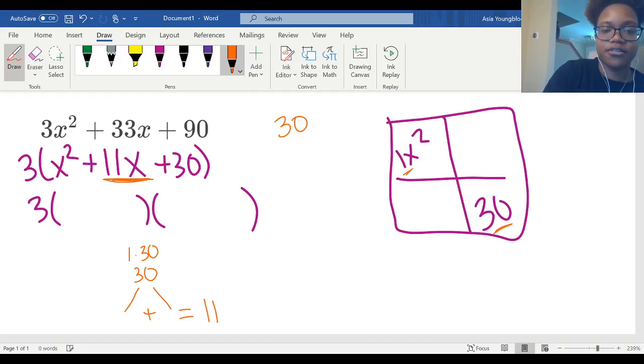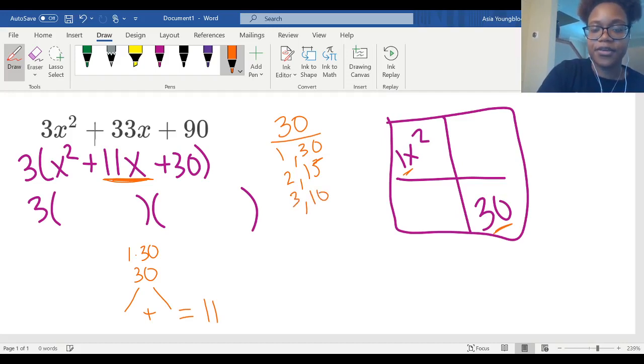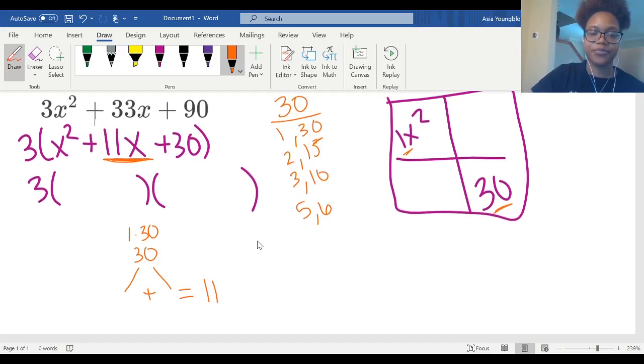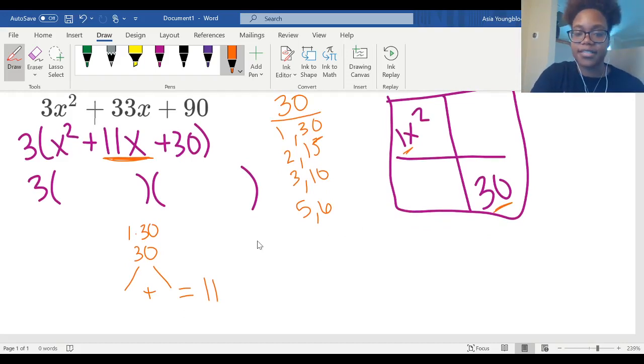We have to consider all the factors of 30. So we have 1 times 30 is 30, 2 times 15, 30 divided by 3 is 10, 30 divided by 4 is a decimal, so we'll skip that value. 30 divided by 5 is 6. So now we have all of our factors, 1, 2, 3, 5, and then the numbers increase on that side. So the two values we can combine to get 11 are 5 and 6.